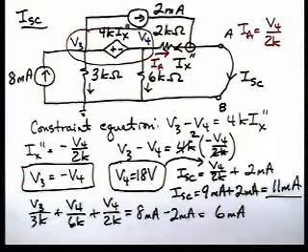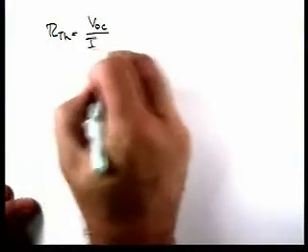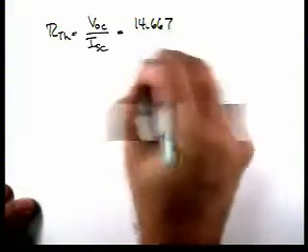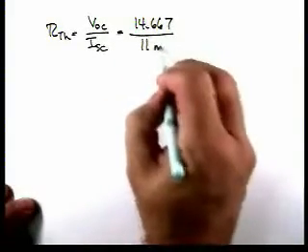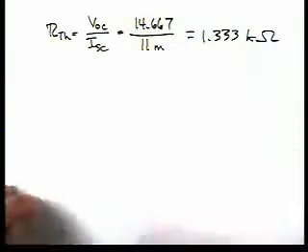So now we can calculate our Thevenin. Our Thevenin resistance is the ratio of V open circuit to I short circuit. So we have 14.667 divided by 11 milliamps, and that gives us 1.33 kiloohms.